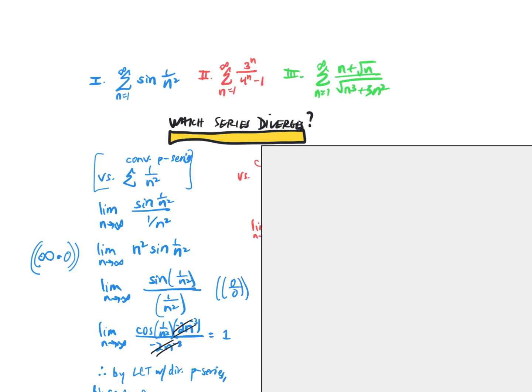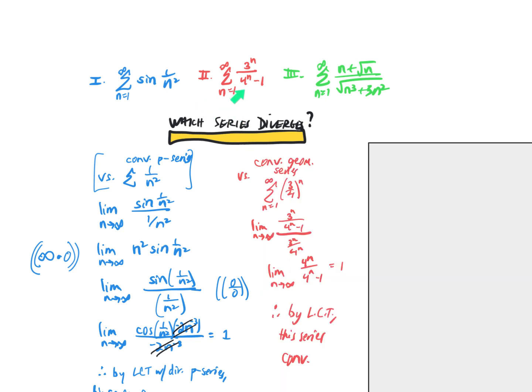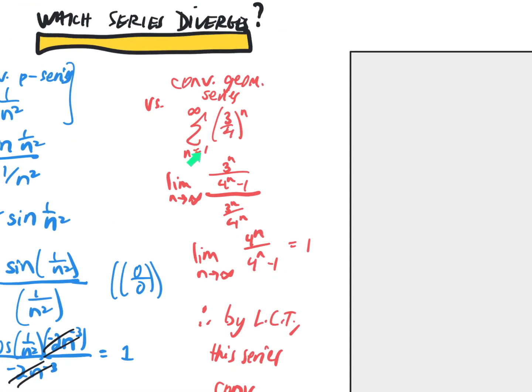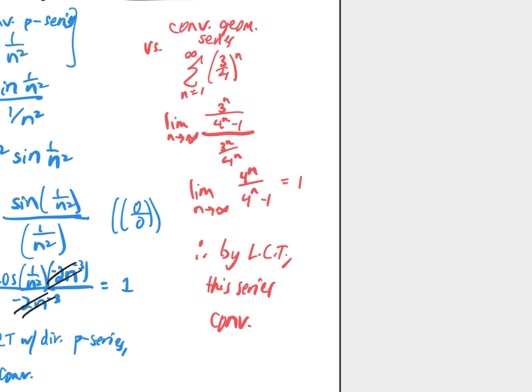Let's check out the red one, Roman numeral 2. This one is a lot more clear that we should probably check this series compared to the geometric series 3/4 to the n. So this is a geometric series that converges, and using the limit comparison test, our terms divided by the known series terms simplifies to this, and as n approaches infinity, that's 1. So once again, by the limit comparison test, this series converges.